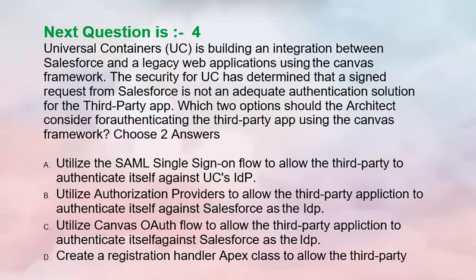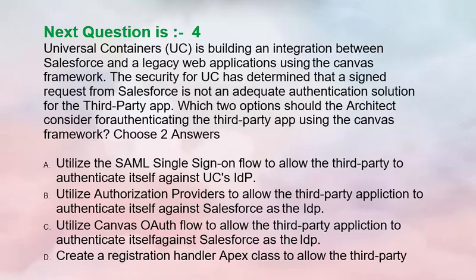Question is Universal Containers (UC) is building an integration between Salesforce and a legacy web application using the Canvas framework. The security team of UC has determined that a signed request from Salesforce is not an adequate authentication solution for the third-party app. Which two options should the architect consider for authenticating the third-party app using the Canvas framework?